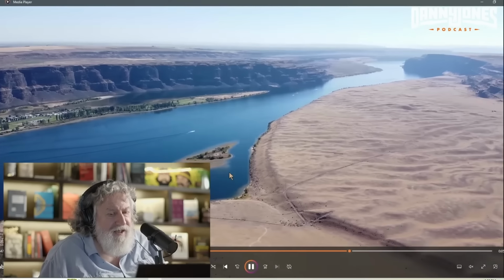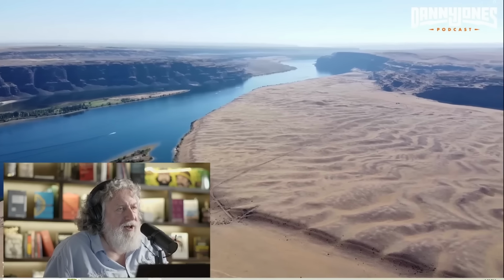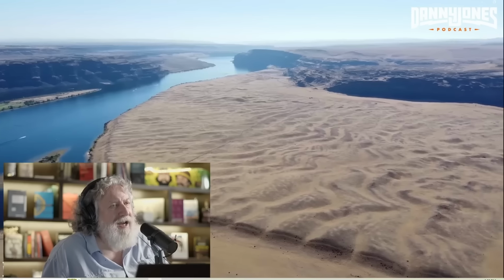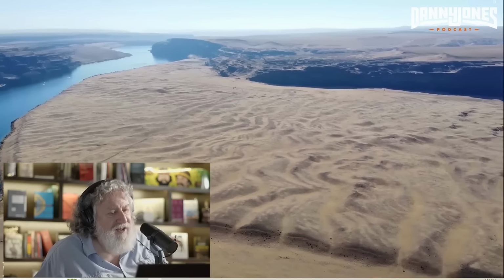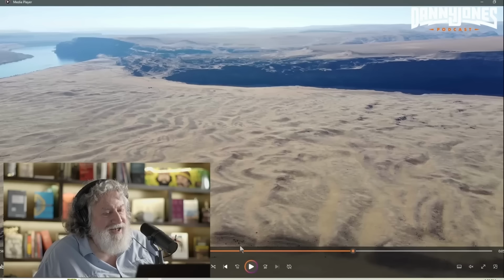There we go. Look at these. These are the kind of current ripples you'll see walking along a sandbar on a creek, except that these current ripples are gigantic.